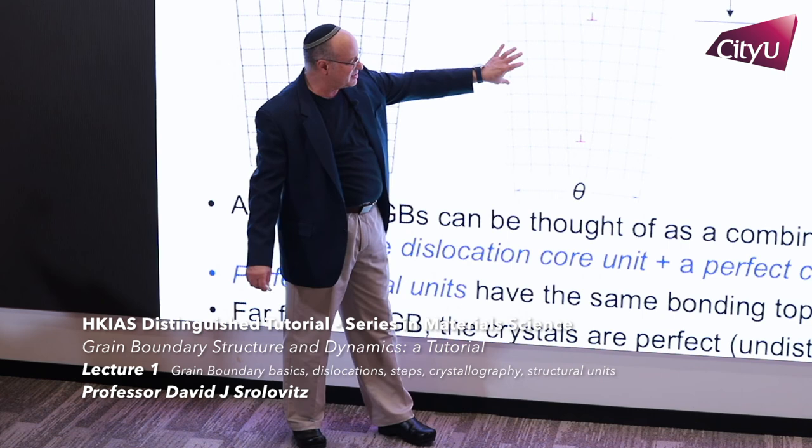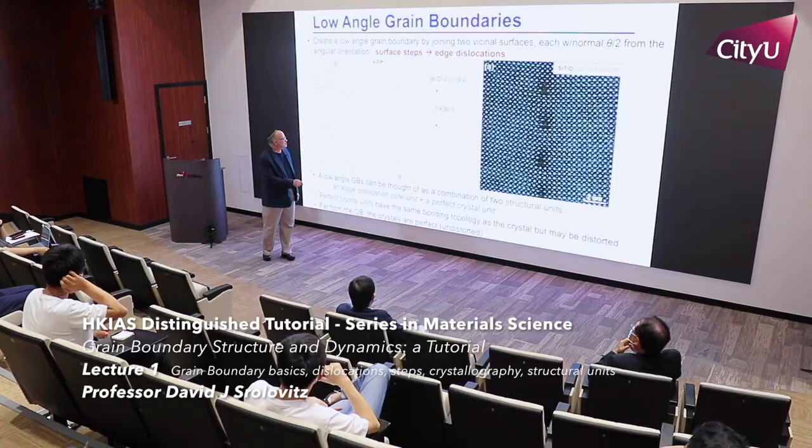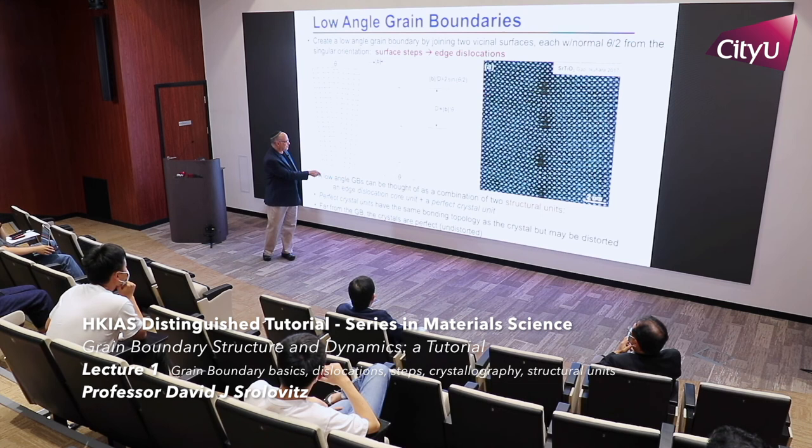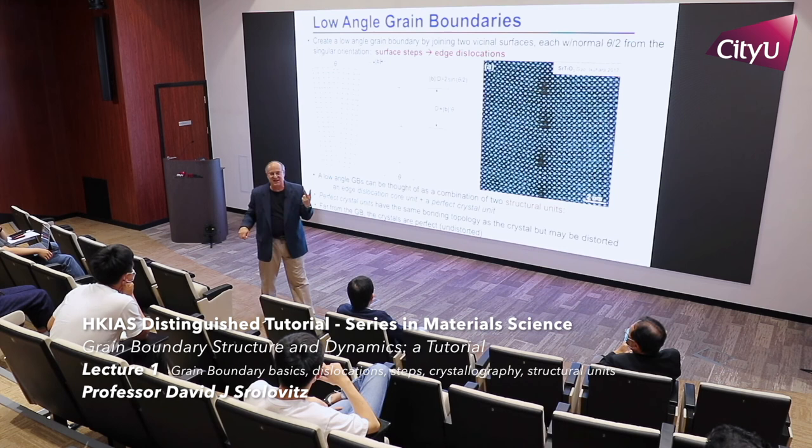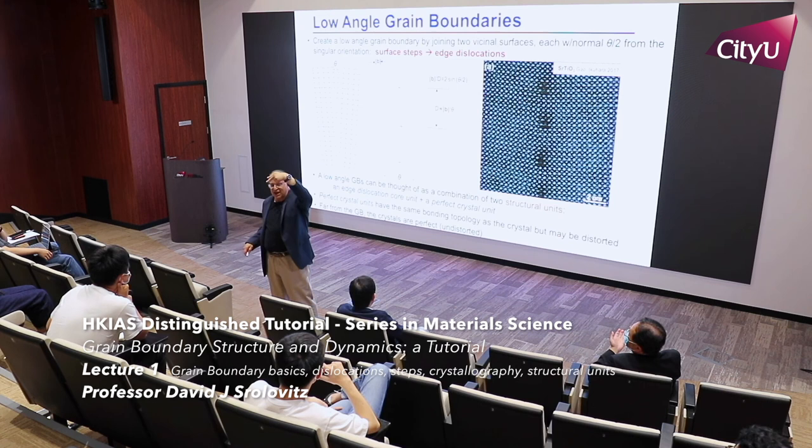But over here where I see the dislocation, you can see the bonding is different. So here, if I look around here, I've got four sides of the square. Here I got one, two, three, four, five. Four sides here, five sides there. So I can think of a low angle grain boundary as being composed of two kinds of units. I can think of it as a perfect crystal unit plus an edge dislocation core unit, okay? Now, that's just about bonding topology.